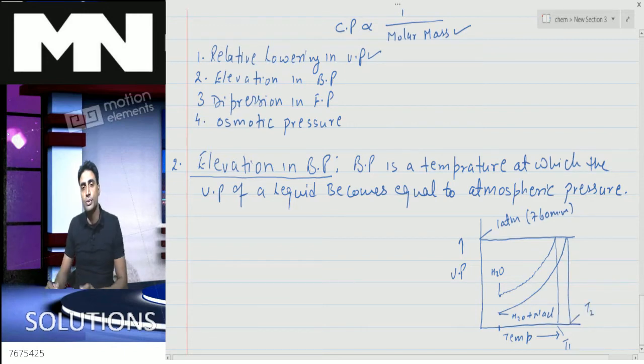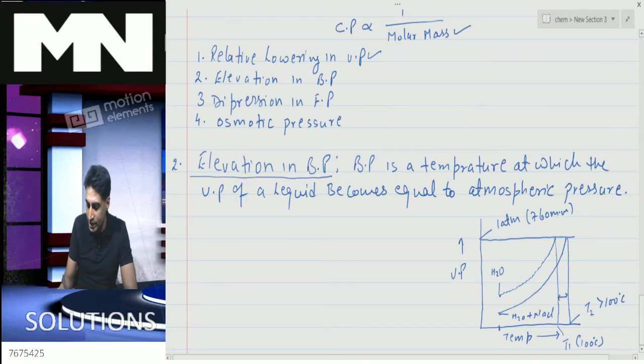So from here you can see that there is an elevation in the boiling point. Suppose T1 is 100 degrees Celsius. So T2 is anything more than 100 degrees Celsius. There is an increase in the boiling point, elevation in the boiling point. This difference is known as elevation in the boiling point. Elevation in boiling point is represented by delta Tb, and that is equal to T2 minus T1.